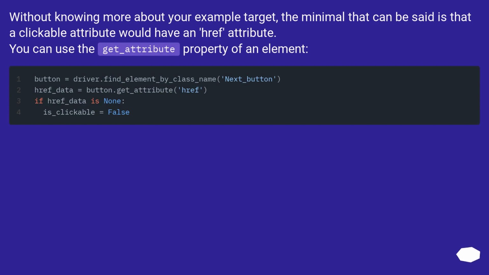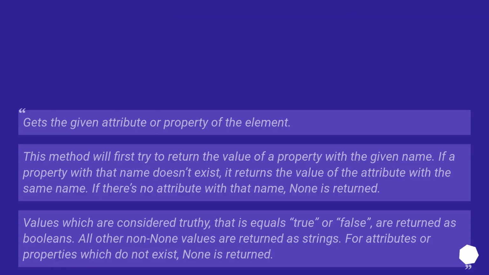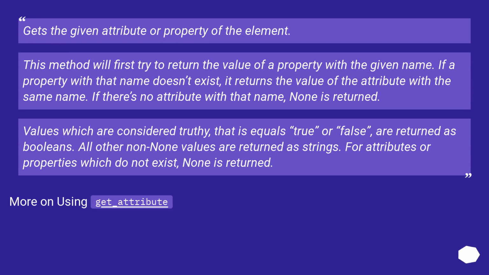Without knowing more about your example target, the minimal that can be said is that a clickable attribute would have an href attribute. You can use the get_attribute property of an element. Gets the given attribute or property of the element.